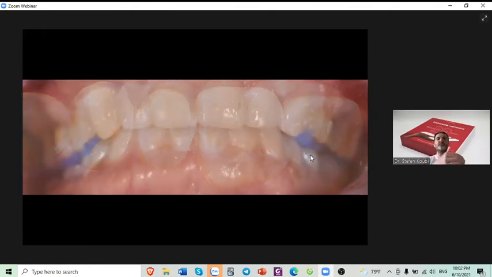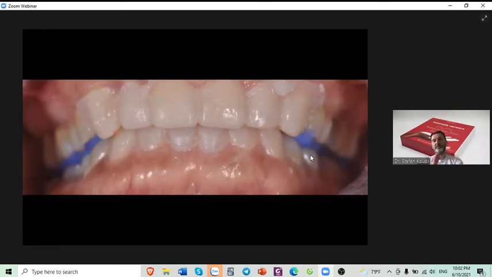Once we finalize the posterior prep, we keep, of course, the anterior mock-up to keep the vertical dimension, and we just lock the bite, as you can see on this picture, with the Luxabite, just to be sure that now in posterior it's locked.